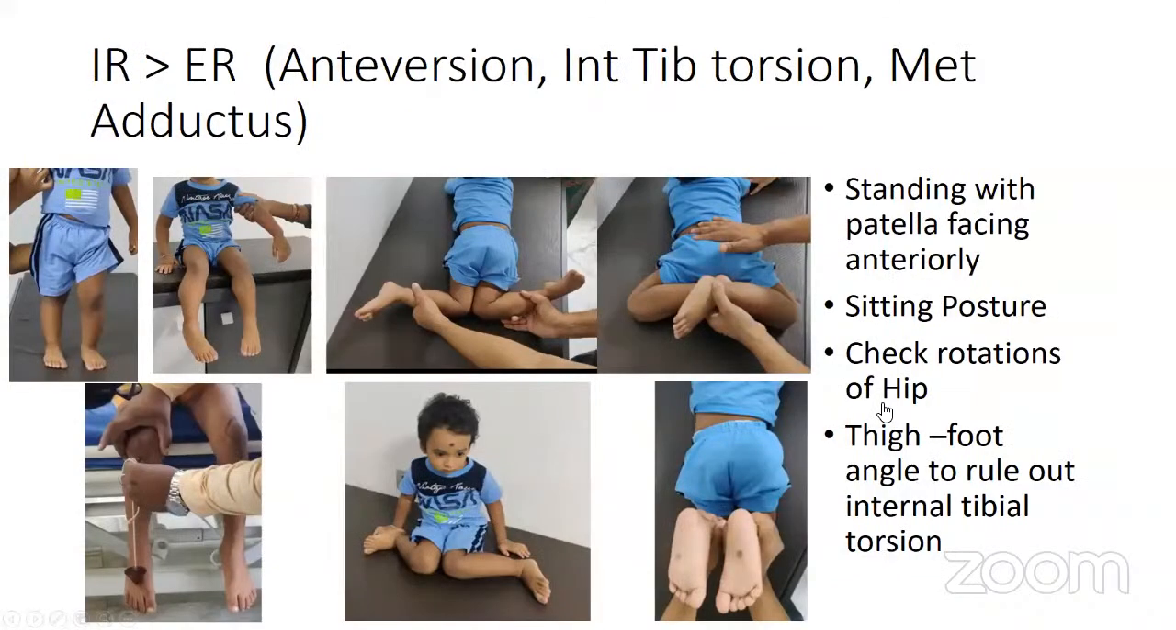Now, the next workout for this is that you have to check the hip movements. If the internal rotation is more than the external rotation, that means there are several possibilities, like increased anteversion, internal tibial torsion, or metatarsus adductus. So from below you can go upwards, or from above downwards. If the patient stands, we have to check from the front as well as from the back. We have to check for the too-many-toes sign from the medial side, which indicates metatarsus adductus.